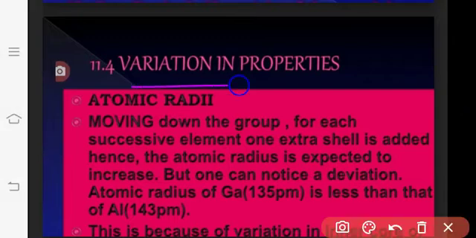Now next are the variations in properties. As we have already discussed the electronic configuration, the second is atomic radii. देखो बेटा, the atomic radii and ionic radii of the elements of group 13 are smaller as compared to the elements of group 2. ओके, स्मॉलर क्यों होती है? Because of the increase in the effective nuclear charge. On moving down the group, with successive elements one extra shell is added, so the atomic radius is expected to increase. But one may notice an anomaly: the atomic radius of gallium is less than aluminium.